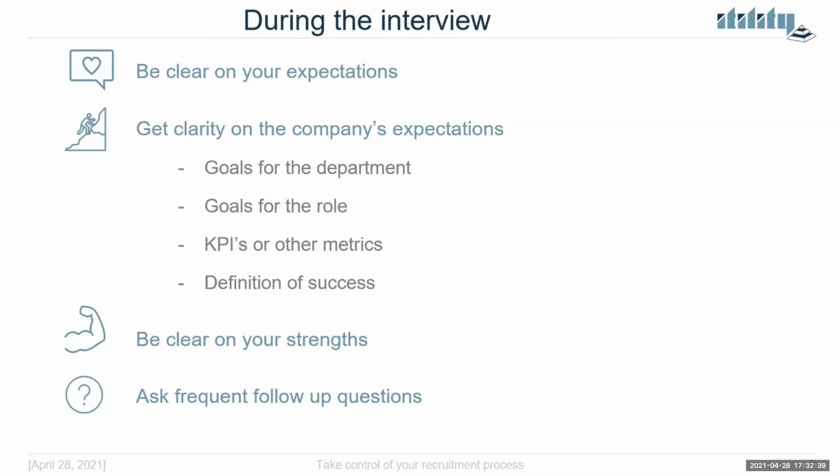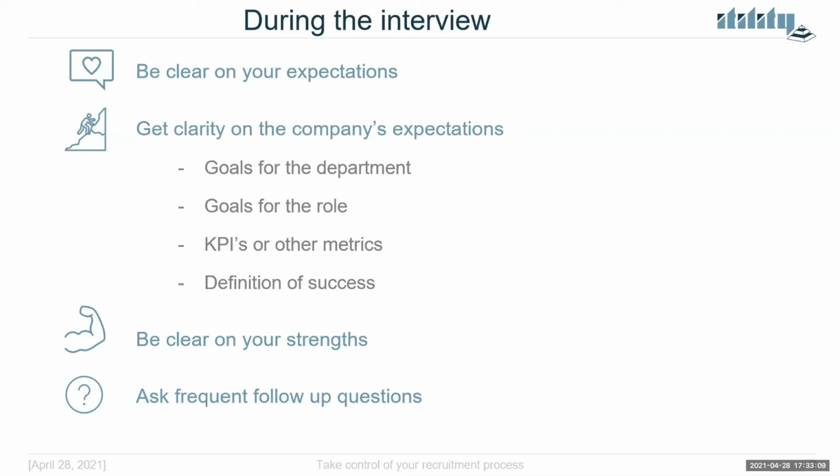So then during the interview, it is quite important that you are clear on your expectations. You have something to bring to the table, and you should let people know this. What is important to you, and if it's not important to them, that's actually okay. It's just important to know that you are then not a match. And if it is completely aligned, that is fantastic.